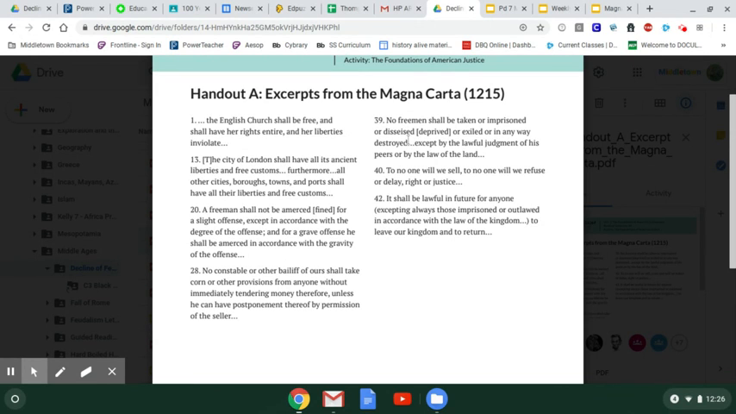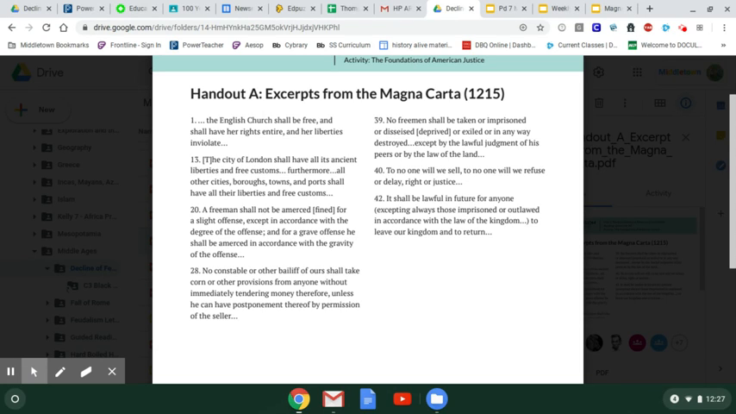39. No free men shall be taken or imprisoned or deprived, deprived means like, I'll get to that in a second, or exiled in any way, destroyed, except by the lawful judgment of peers or by the law of the land. And peers means other people, other citizens, other free men. So this means you should not be imprisoned or put in jail unless you had a trial in front of your peers or by the law of the land. So this is basically the right to a jury trial.